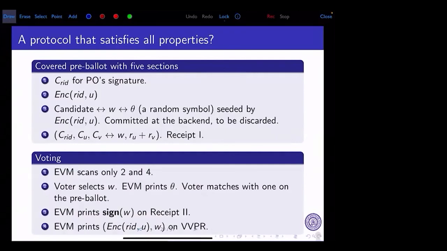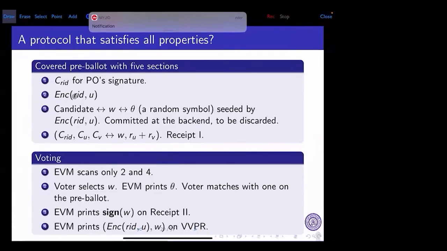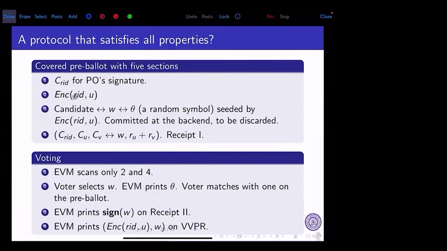Covered ballot with 5 sections. Now I'm not drawing anything. The first section has the CRID for the polling officer's signature. The second section has RID and U, but this time not in clear text. This time it is encrypted. It is encrypted using a key which is at the back end with the election authority, and it uses any strong encryption scheme to encrypt the pair RID and U, U being exactly what it is.